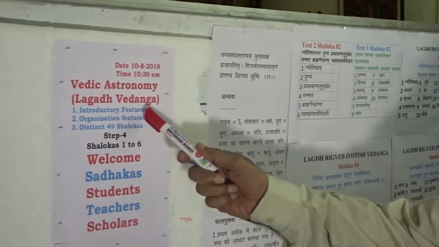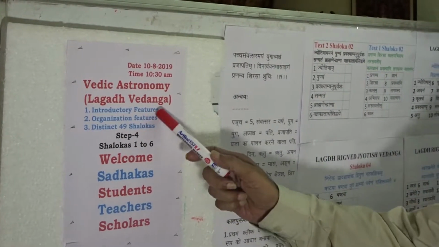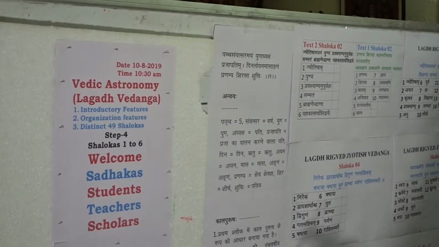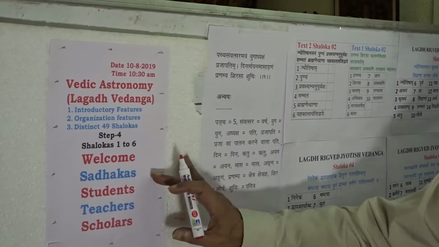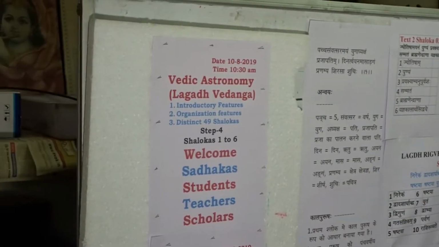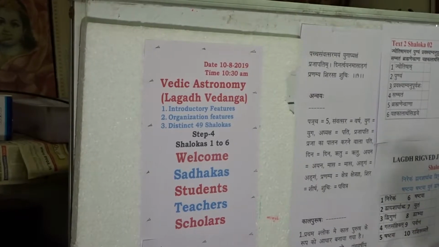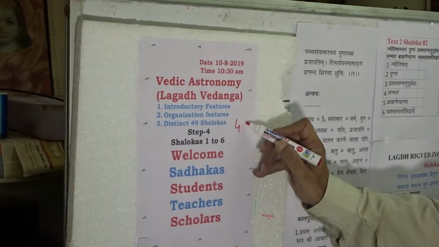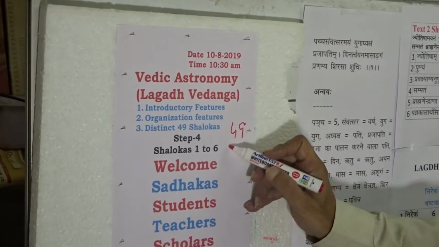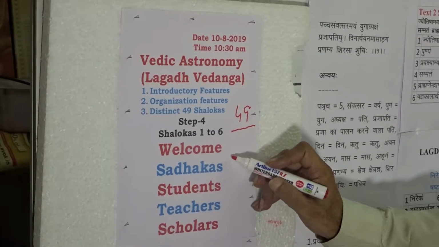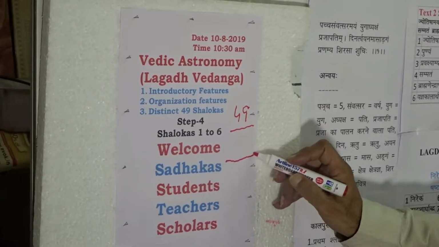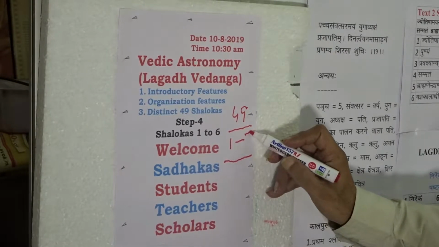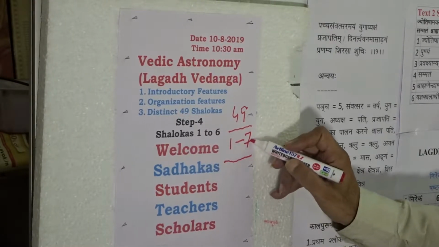Lagad Vedanga, as we know, is a pair of scriptures. Sadhakas, students, teachers and scholars are welcome. There are 49 distinct shlokas of both the scriptures. At initial stage, we will be taking up 7 shlokas as a group.